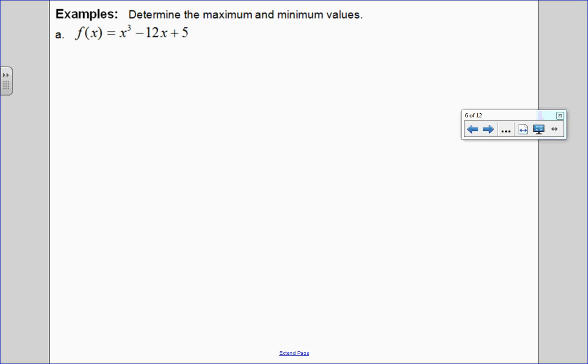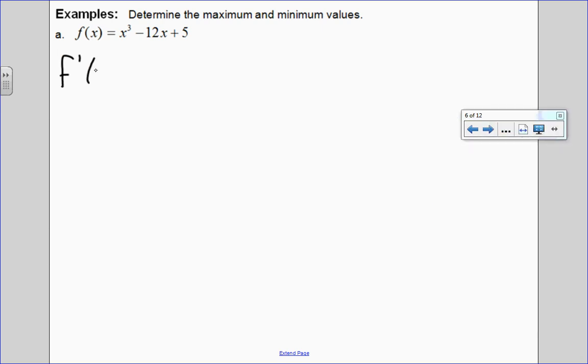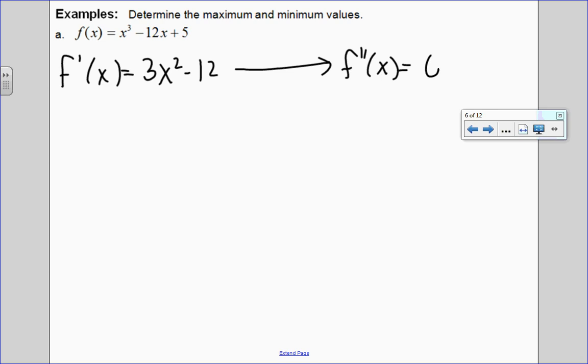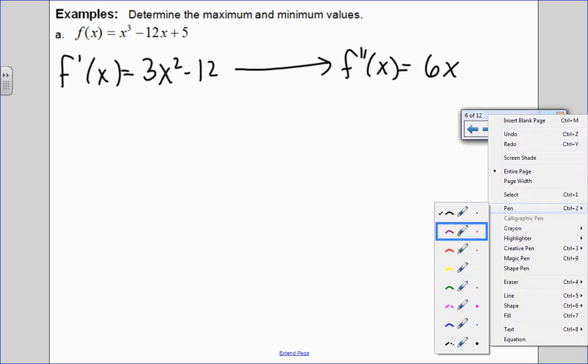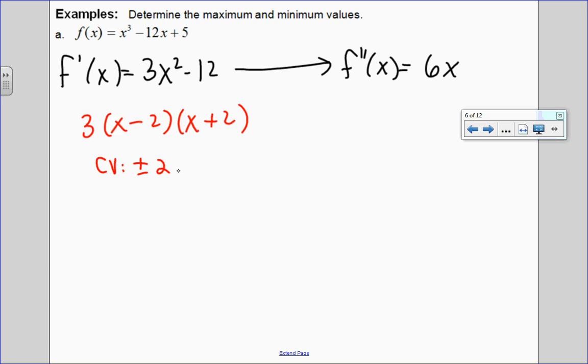Okay, so now let's look at these algebraically. Algebraically, what I want to do is find the first and the second derivative. I'll start there. First derivative, 3x squared minus 12. Second derivative, 6x. Okay, I want to find the critical values, which are the values that make the first derivative equal to 0. So factoring out the 3, I end up with a difference of squares. So my critical values are at positive and negative 2.